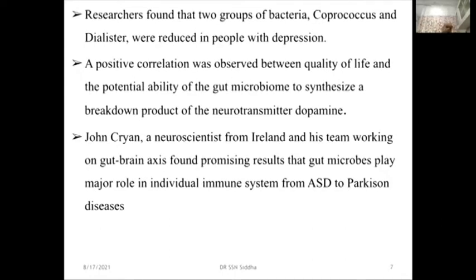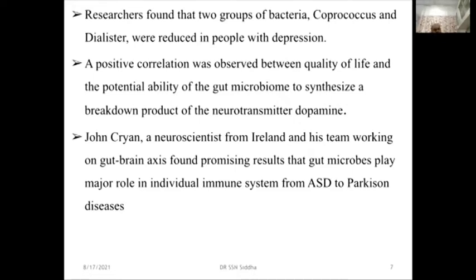With two more studies: one found that two important gut bacteria, which seem to be good bacteria, facilitate a reduction of depression in a group of people. The other study found a correlation with a reduction in dopamine, a neurotransmitter, in a group of people who have a good quality of life.